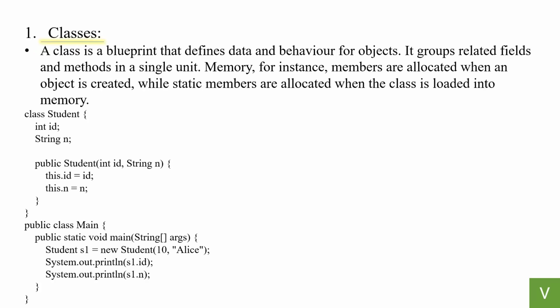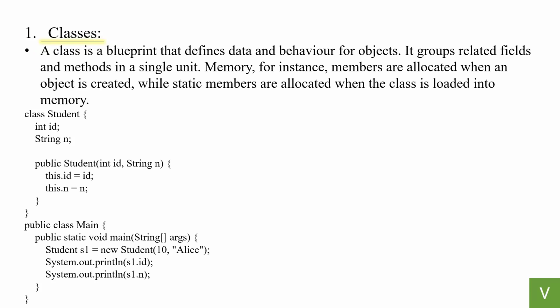Now let us see what is meant by class. The class has two definitions. The first one is a class is a blueprint from which objects can be created. Now the second definition is it consists of various methods as well as variables or fields. Now let us understand clearly with this simple code.